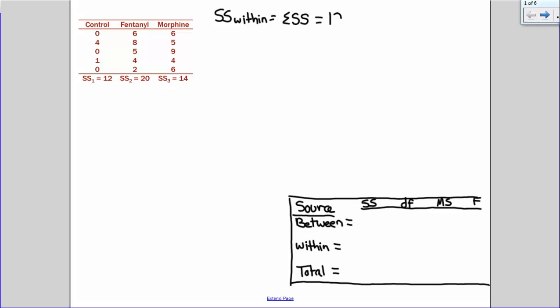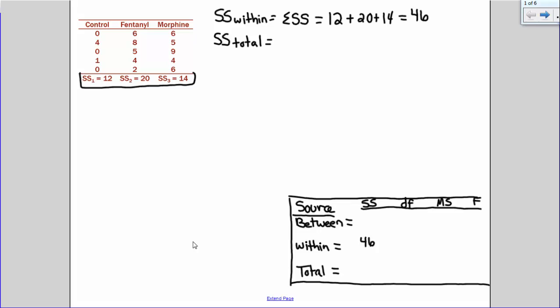So we have 12 plus 20 plus 14. Again, those are given to you right here. So 12 plus 20 plus 14 gives me 46. So right here, sum of squares within, I'm just going to write 46. Now let's write down the formula for sum of squares total. So sum of squares total.